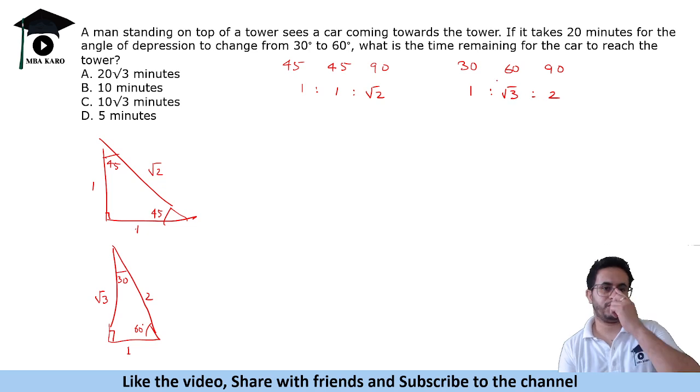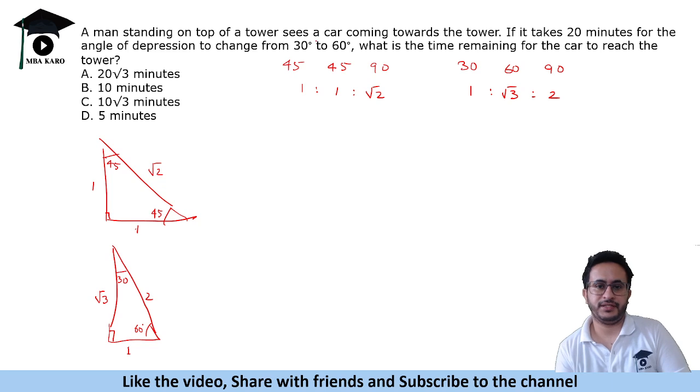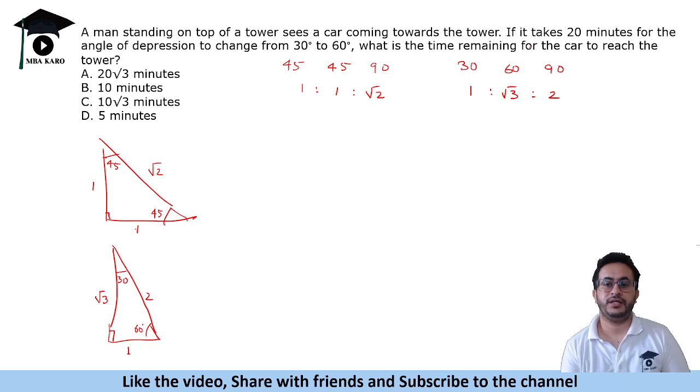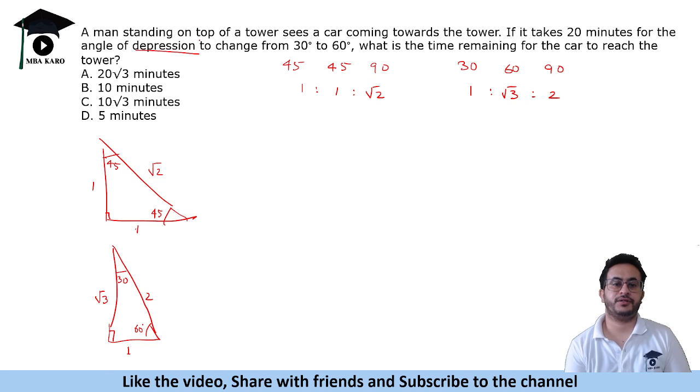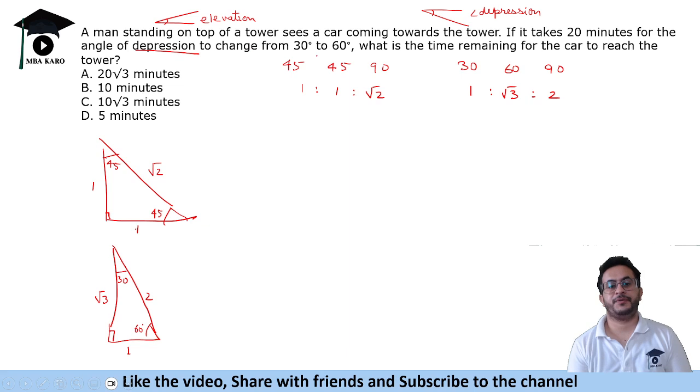Okay, so now a man is standing on the top of a tower. He sees a car coming towards the tower. It takes 20 minutes for the angle of depression... So there is angle of depression and angle of elevation. When you look up, that is called angle of elevation. And if you are at a higher position and you look down, that is called angle of depression. Now the person is looking from this point, standing at a tower, and is watching this car coming.